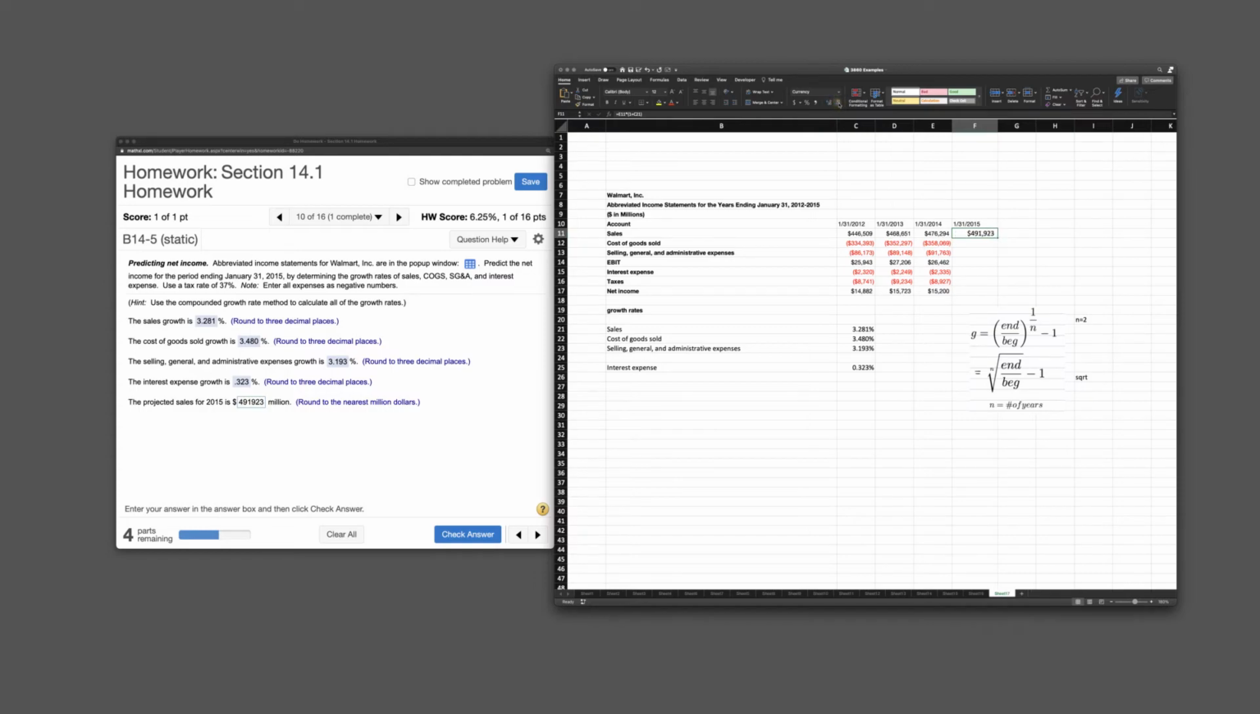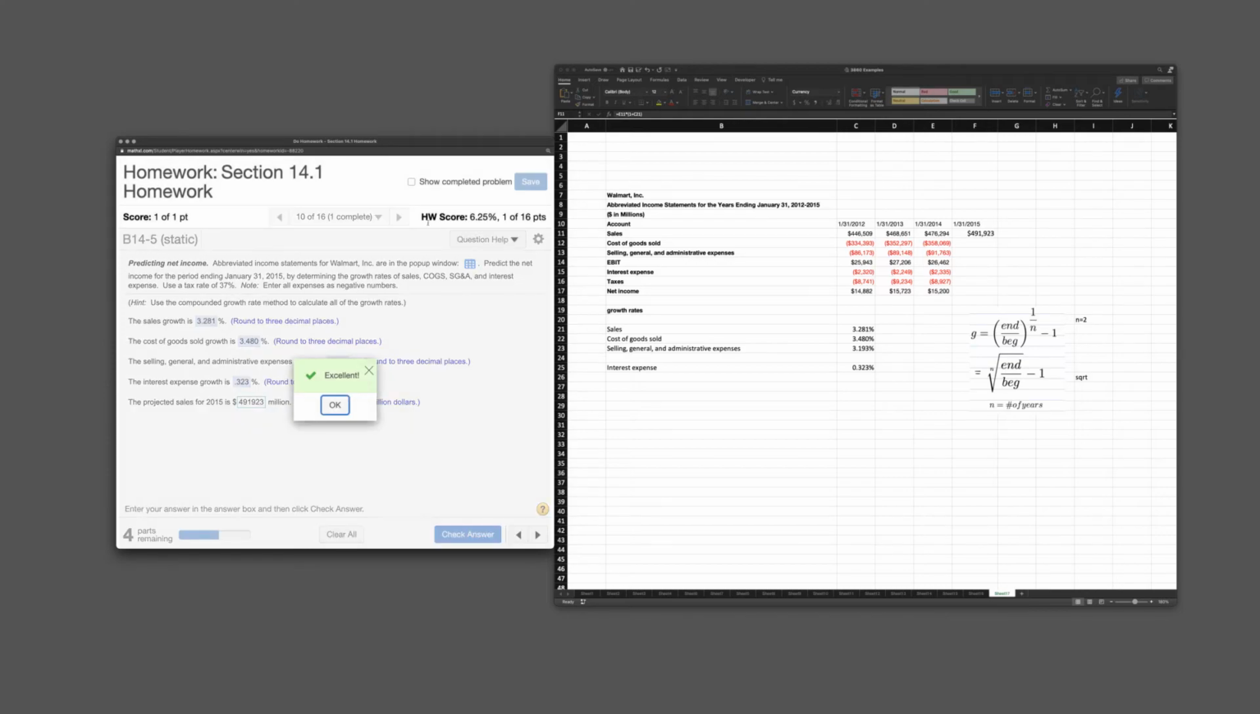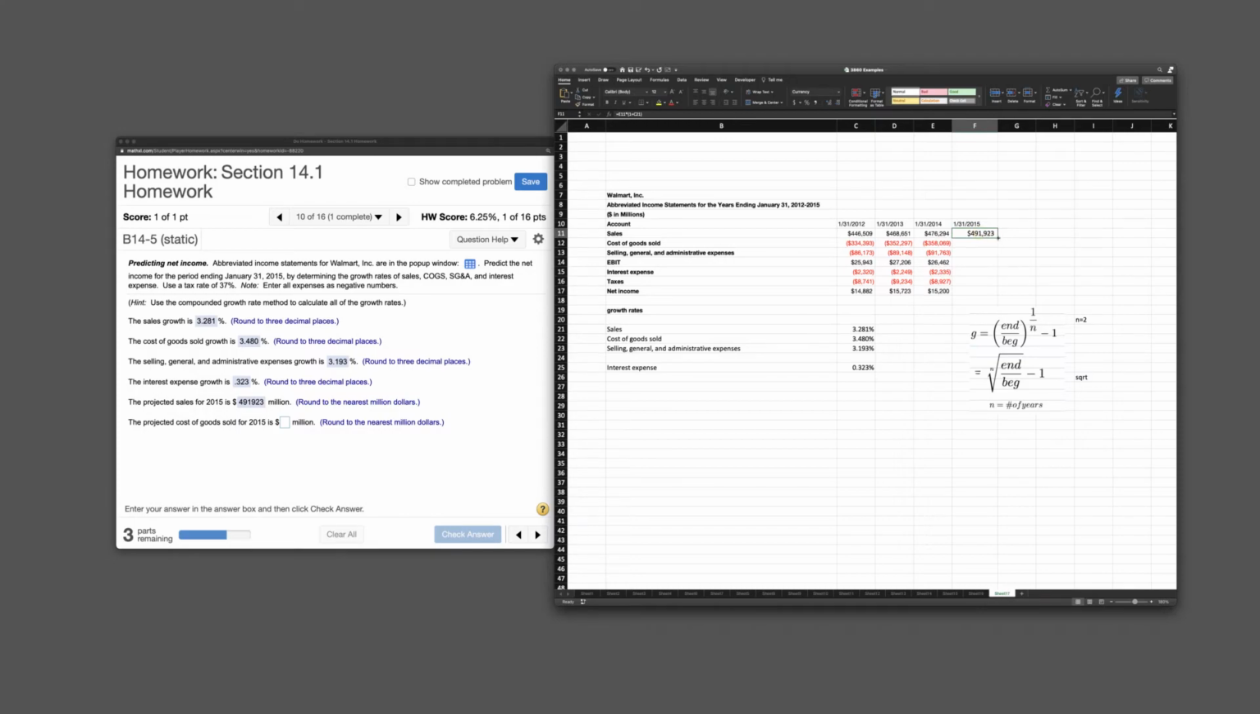Almost caught myself. It says round to the nearest dollar, so let's make sure we do that. Okay, wonderful. Whew, that was close. And now we can again do the same thing. I'll just bring it down. I'm going to bring it down, and I'm going to delete a few things, and I'll explain why in just a second.